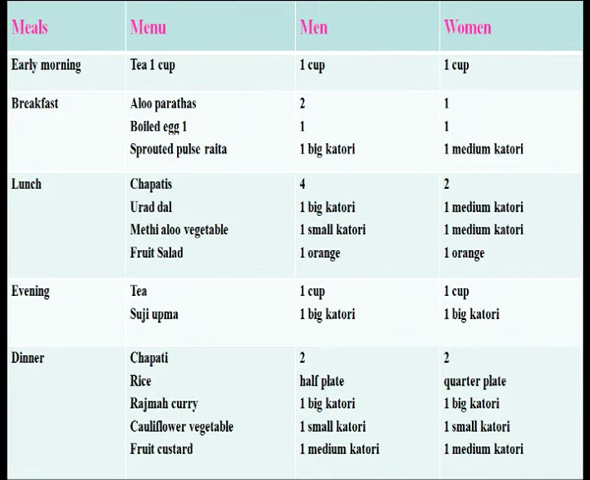One big katori or one medium katori dal, one small katori and one medium katori for the women. See the twist here, because the women require more iron, which is provided here through the fenugreek or methi leaves. Hence, the amount is increased in case of the women. One orange is given to both of them, it's more than enough.